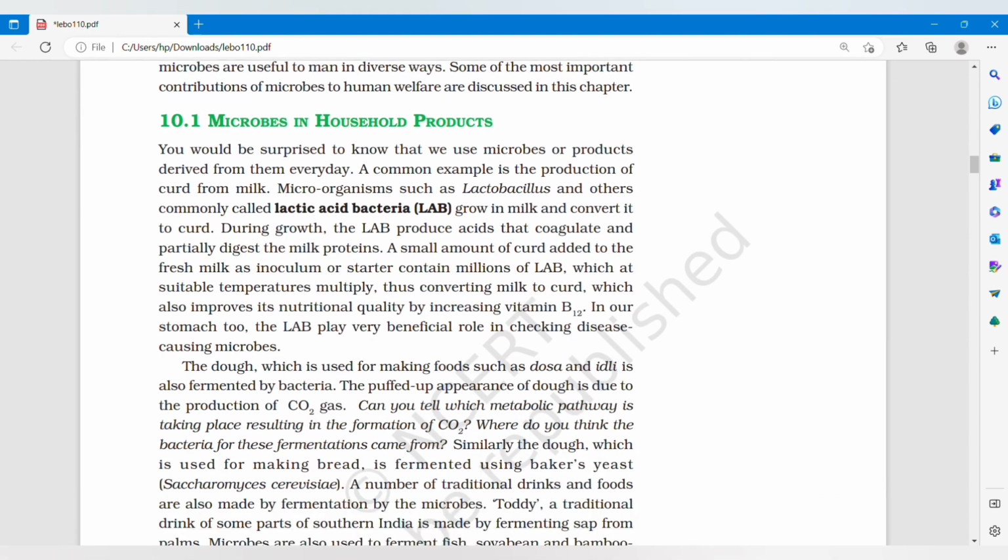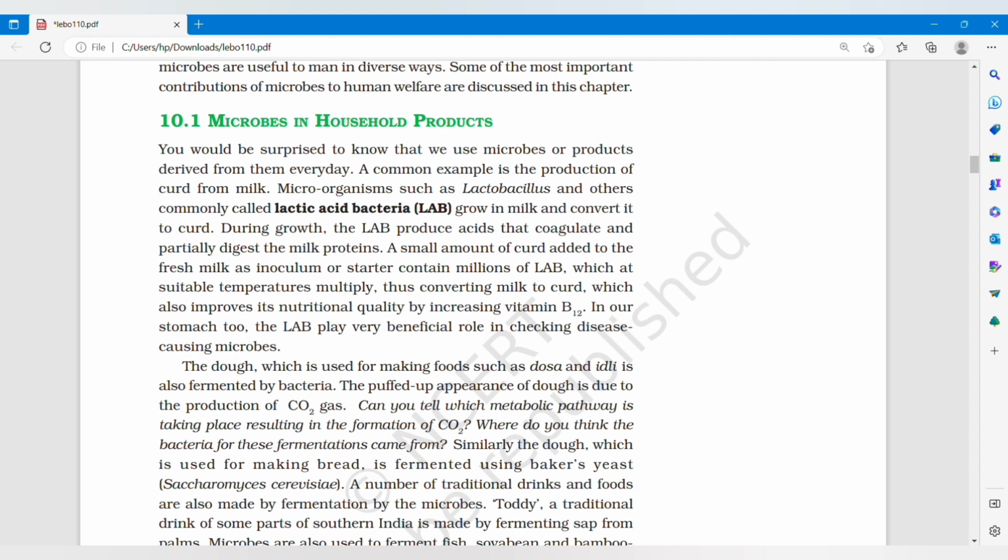So our first topic is 10.1, that is microbes in household products. You would be surprised to know that we use microbes or products derived from them every day. A common example is the production of curd from milk. Microorganisms such as lactobacillus and others, commonly known as lactic acid bacteria, that is LAB, grow in milk and convert it into curd. During growth, the LAB produce acids that coagulate and partially digest the milk proteins.